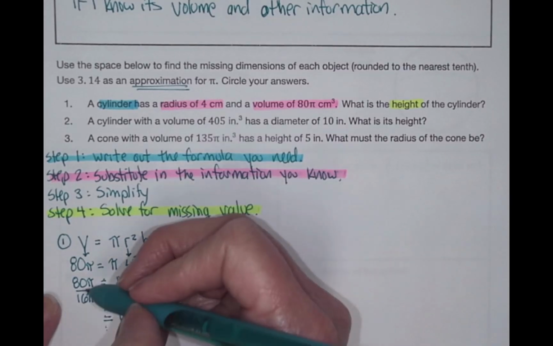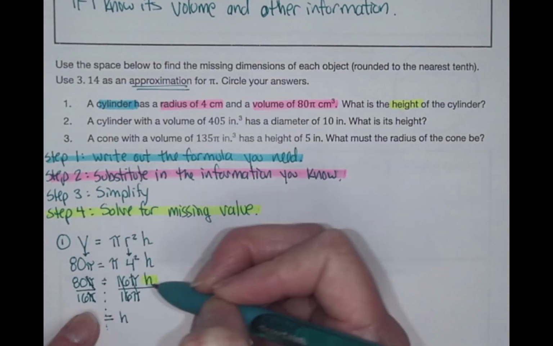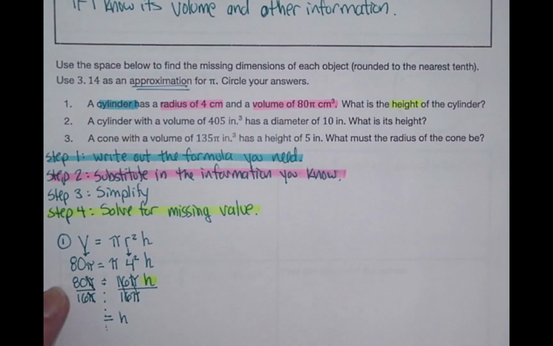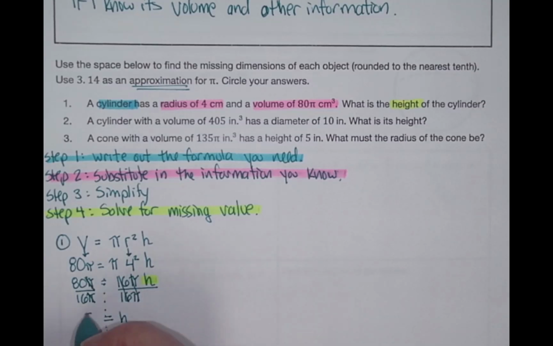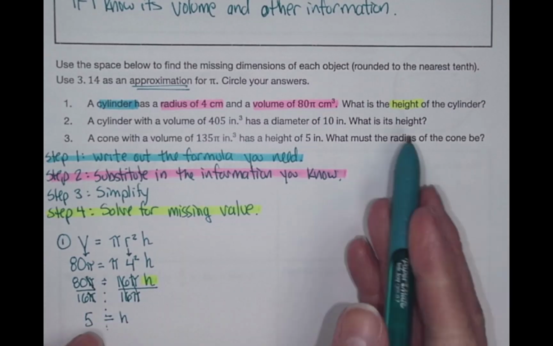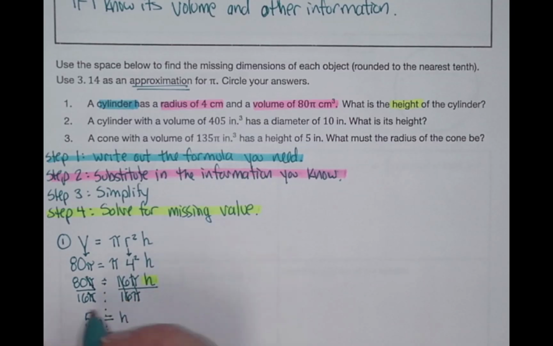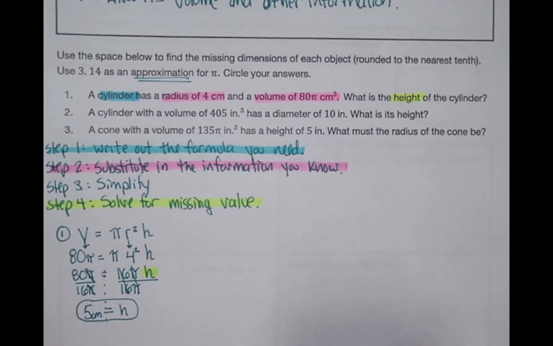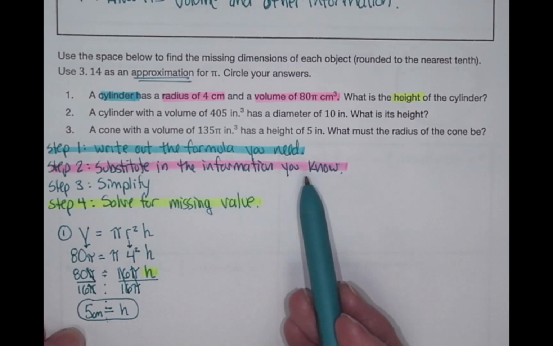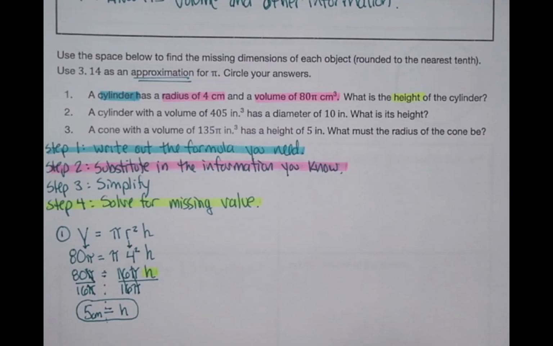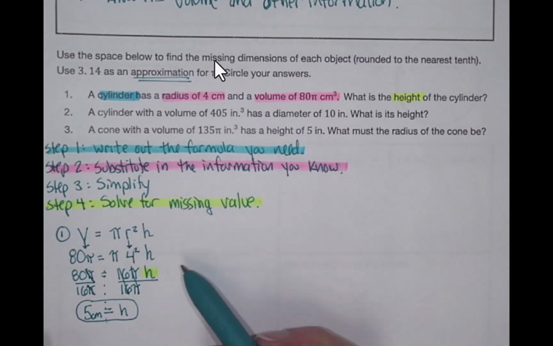And on the left side, well, this is great. The pi's cancel out. And 80 divided by 16, I bet that's going to be something pretty, is 5. 80 divided by 16 is 5. The pi's canceled out. So my height is 5 centimeters. My cylinder is 5 centimeters tall. So that's how it's done. Write out the formula you need, substitute in the information you know, and then solve for the missing value. Let's do that again. So let's do number 2.